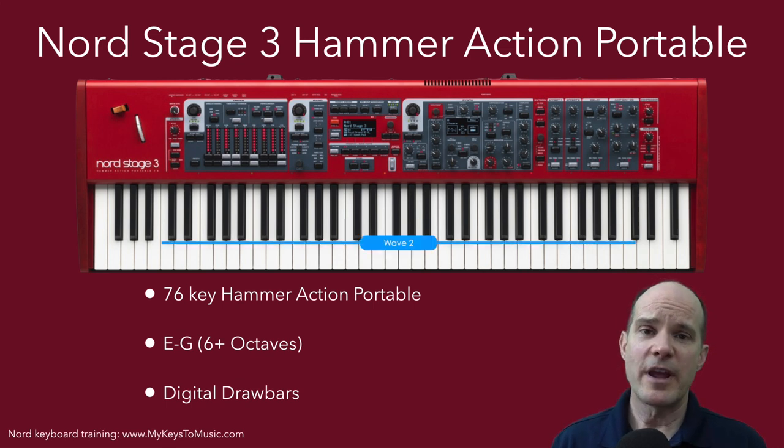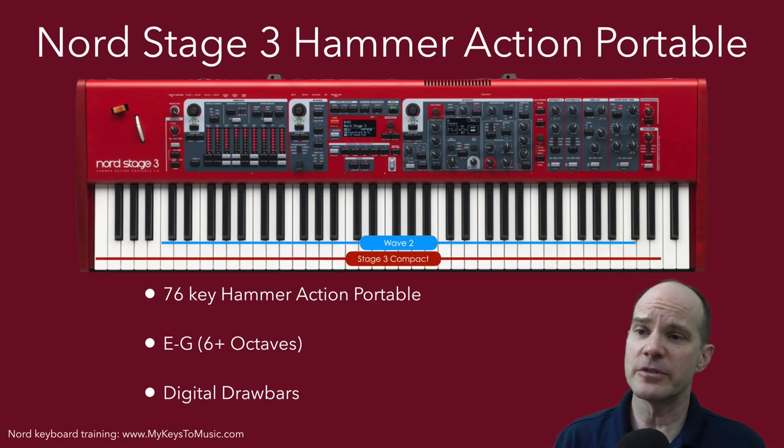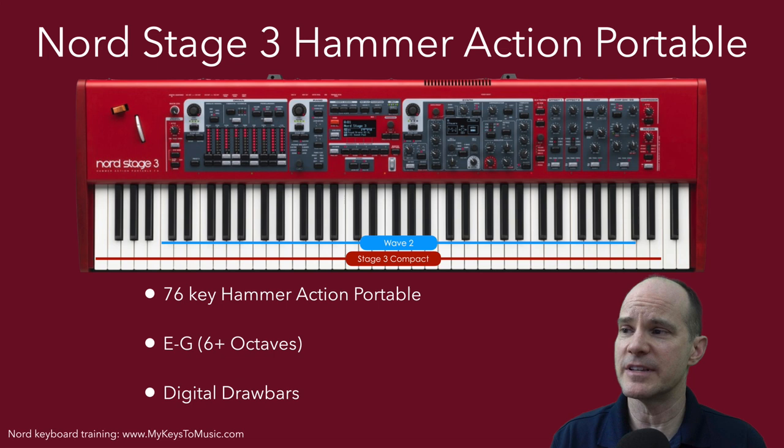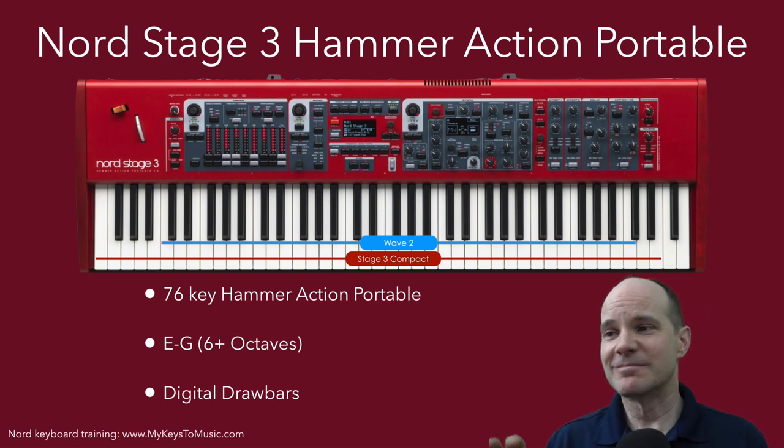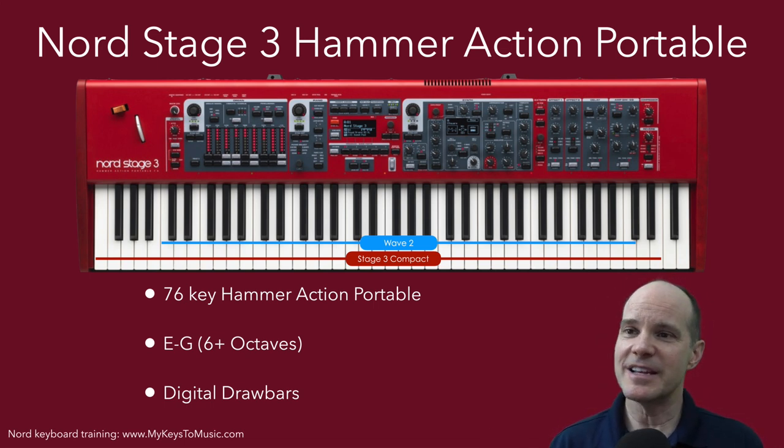Now, if I were to superimpose a Wave 2 on top of the Hammer Action Portable, this is what it would look like. Then if I were to superimpose a Stage 3 Compact on top of this, that's how it would be configured. So the three extra keys you get with the Hammer Action Portable are actually on the top end, being the F, the F sharp, and the G. Now, do those three keys really make a difference? Yes and no. Sometimes it is nice to be able to start all the way to the low E and then be able to have that F there as well as the G. But it's not a deal breaker for me whether I had 73 or 76 keys.